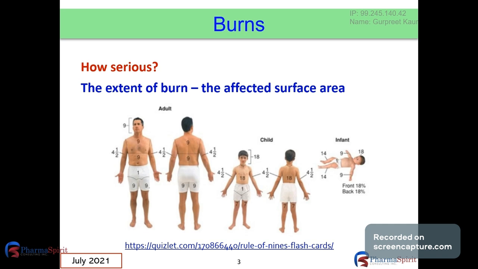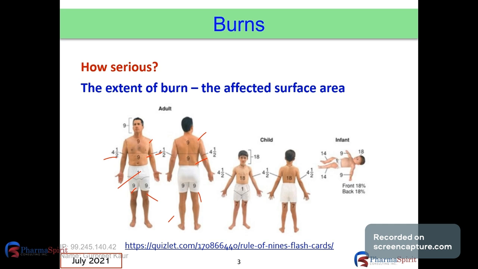Rule of nines is to divide the body into different areas, and every area is worth 9% of the body surface area. So you can see here for adults, for example, the head is 9%, the front of the chest is 9%, the abdomen is 9%, the front of every leg is 9%, every arm, front and back, is 9%, and on the back, the top part of the back is 9%, the lower part of the back is 9%, the back of every leg is 9%, and there is 1% for the groin area.